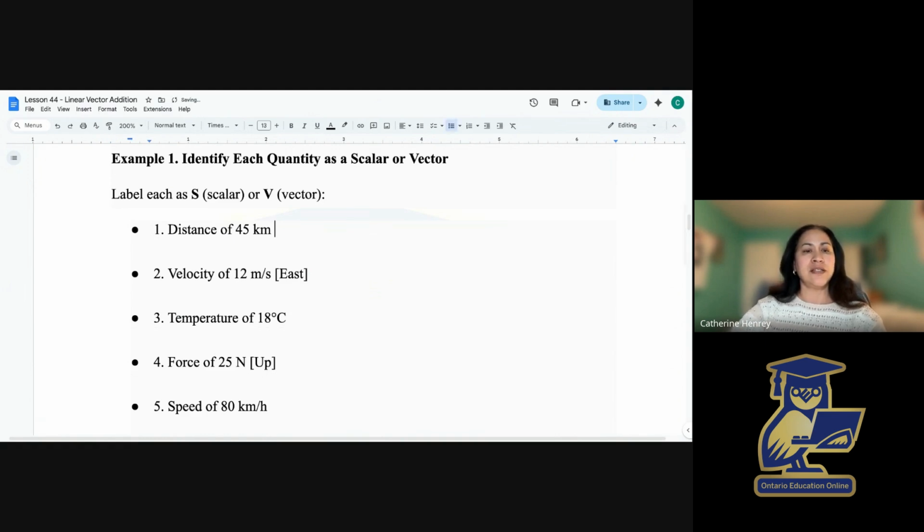So here, the distance of 45 kilometers, there's no direction, so this is a scalar quantity. The velocity of 12 meters per second east, this does have a direction, so this is a vector quantity. Temperature, again, no direction, so this is a scalar quantity. Force, 25 newtons up, that is a vector quantity.